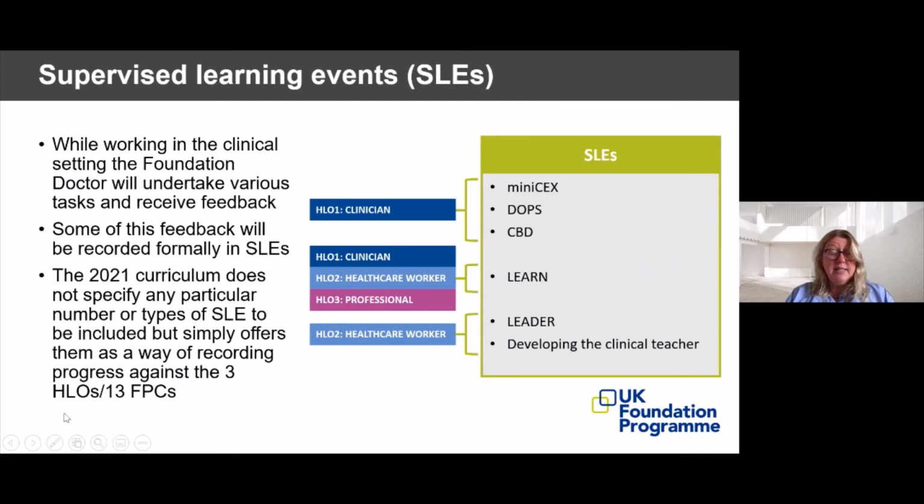Not all SLEs will be suitable to evidence all HLOs. You can see here that the clinical SLEs mainly support HLO1 and HLO2. However, TABS, PSG, LEADER and DCT might be more suitable to HLO2 and HLO3. When you try to record an SLE, try to plan this in forwards and not be retrospective. Next slide, please.